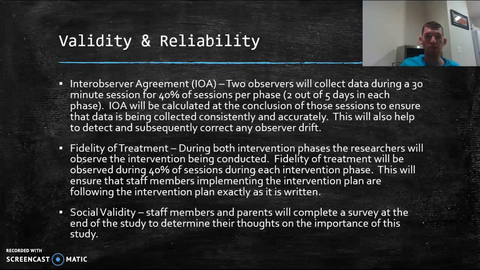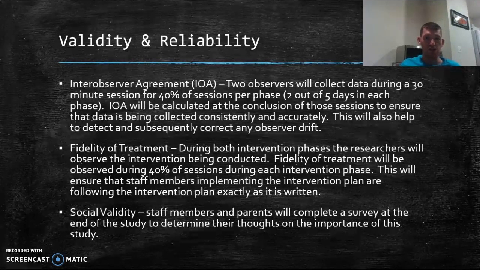So for validity and reliability, Inter-Observer Agreement, or IOA. 2 observers will collect data during a 30-minute session for 40% of sessions per phase, 2 out of 5 days in each phase. So 2 out of 5, 40%. IOA will be calculated at the conclusion of those sessions to ensure that data is being collected consistently and accurately. This will also help to detect and subsequently correct any observer drift that might occur.